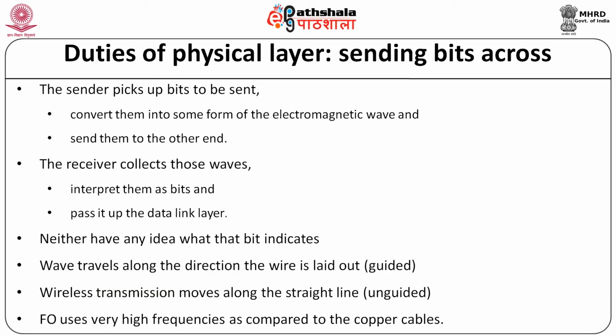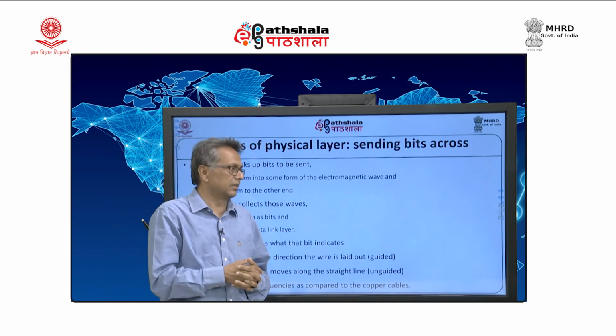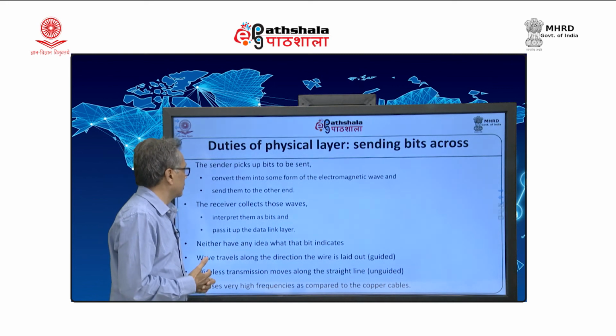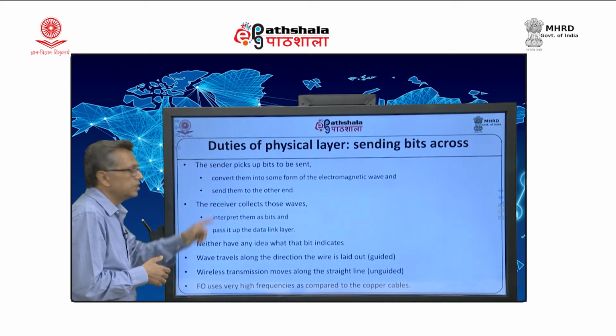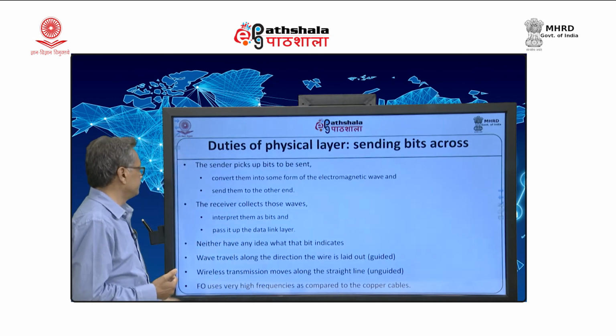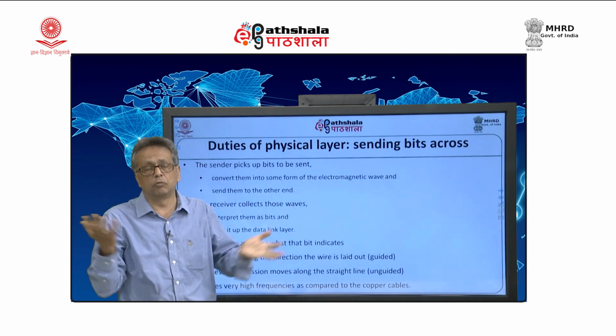Basically, we will start with the duties of the physical layer. What exactly should a physical layer do? The physical layer, in short, should send bits across from sender to receiver, but the bits will not be sent as they are. They need to be converted into signals and then sent across, some form of signals, digital or analog, and sent to the other side. The receiver collects these waves and converts them back to bits, and once it converts them back to bits, it will pass them up to the data link layer to decide what to do further.